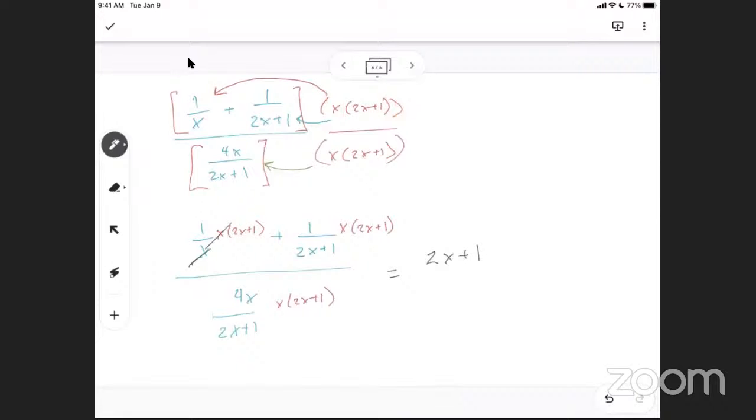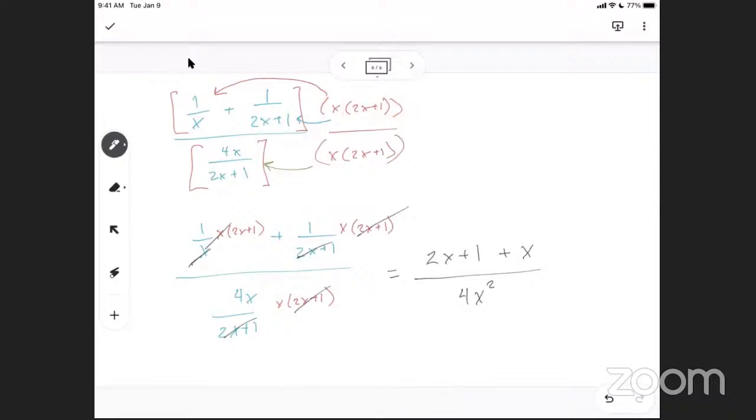What's going to cancel for this? The 2x plus 1 is going to cancel. And what am I going to be left with? x plus x, which is 3x plus 1. And what's going to cancel on the bottom here? The 2x plus 1 would just leave 4x. Not 4x. What's 4x times x? There's still an x there. 4x squared. You get that? Oh yeah, I just forgot that.